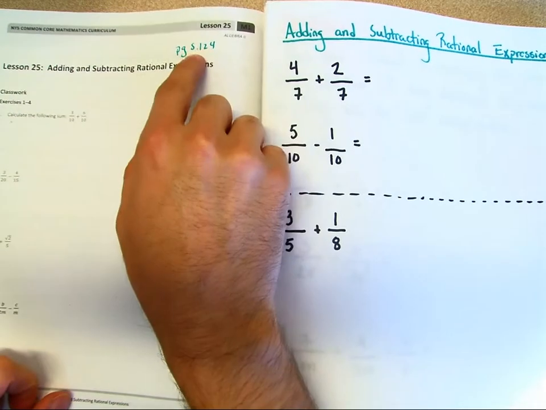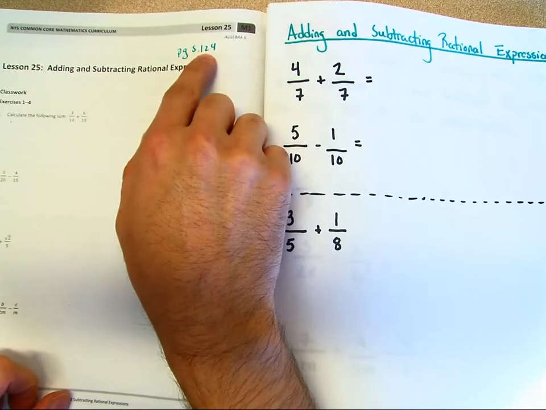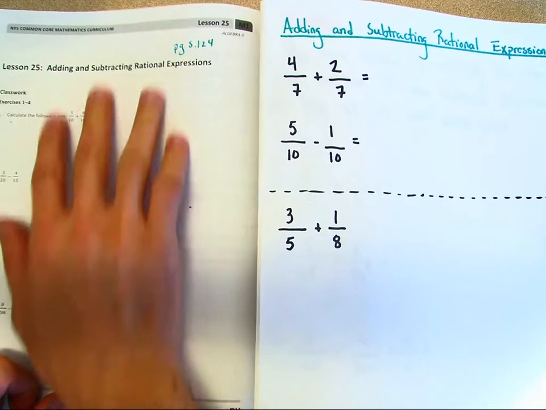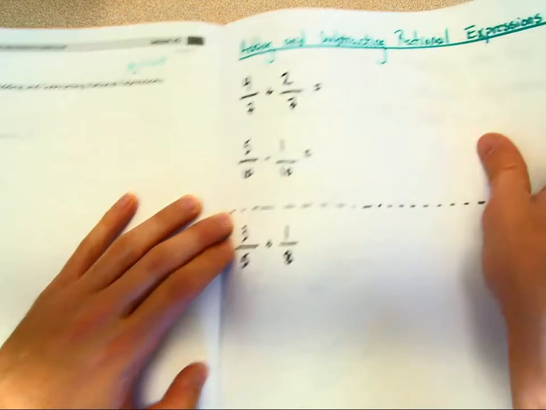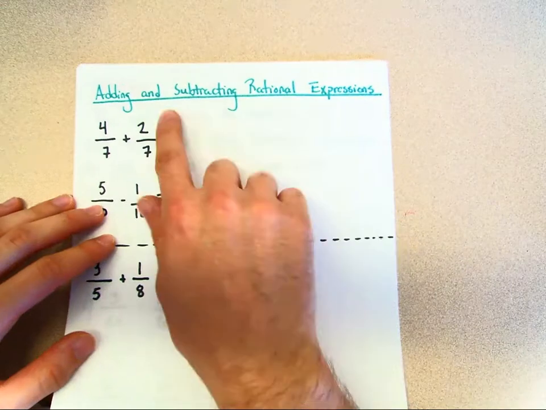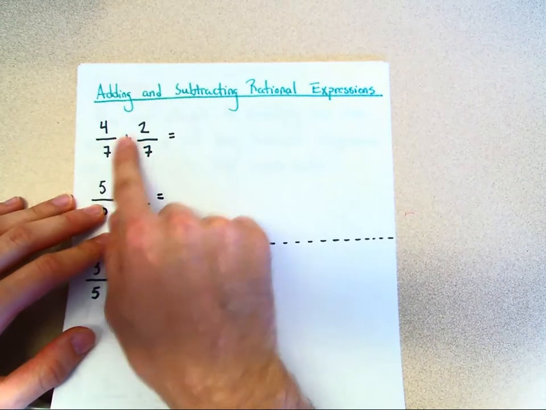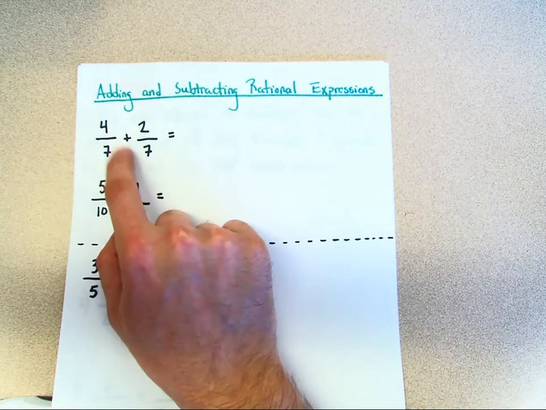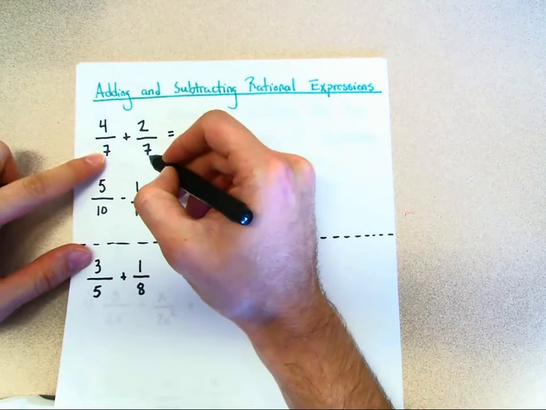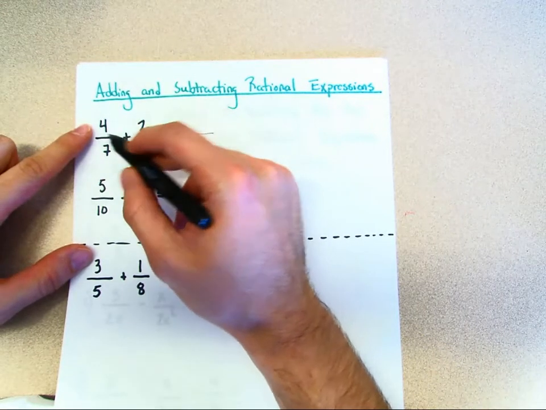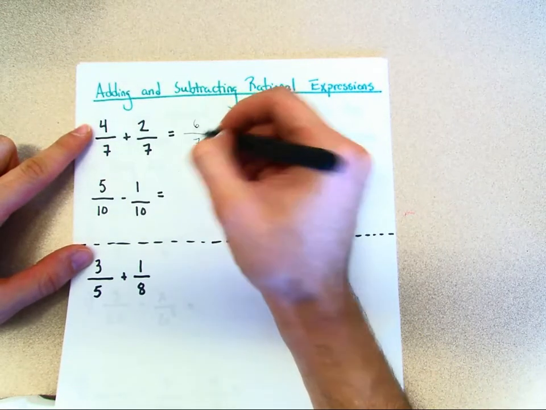So we're on page S.124, and before we actually go through this lesson, let's just have a little warm up. So with your notes, we're adding and subtracting rational expressions. Let's look at the first problem. If we have 4 over 7 plus 2 over 7, we have the same denominators, so what do we do? We just add the top, so 4 plus 2 is 6 over 7.